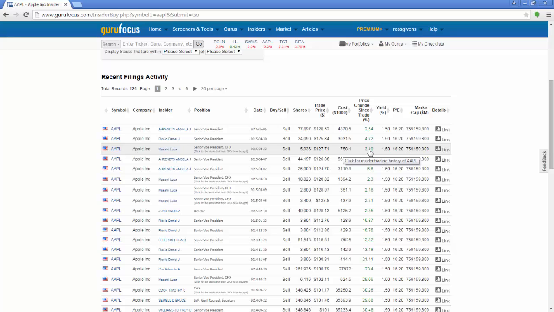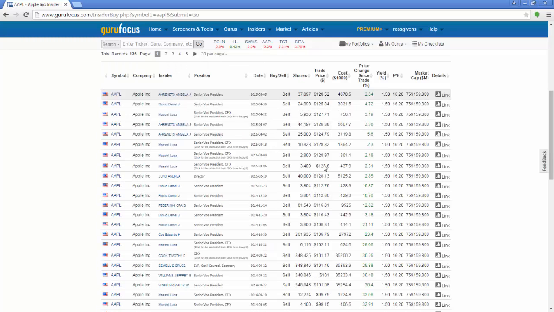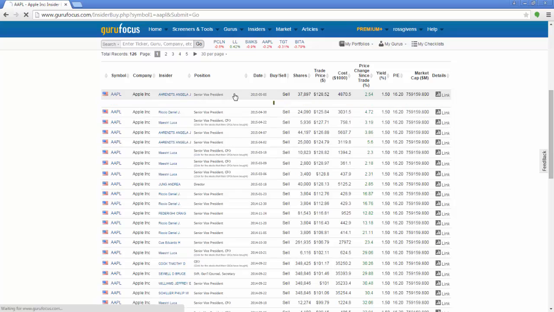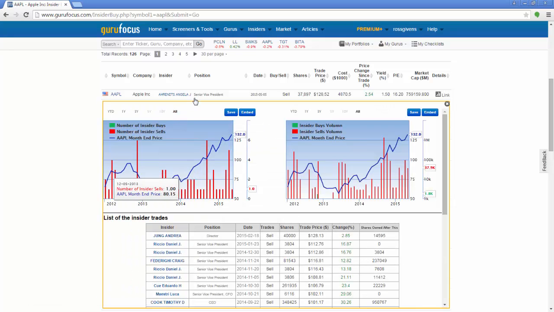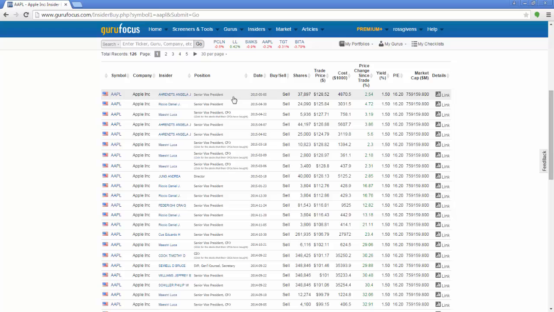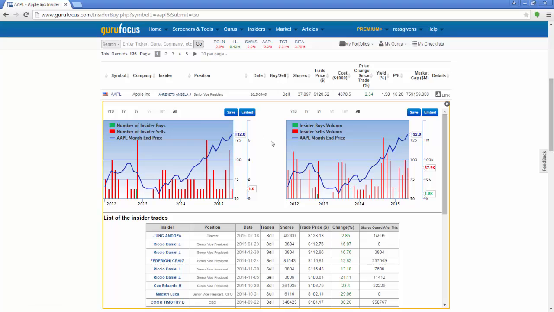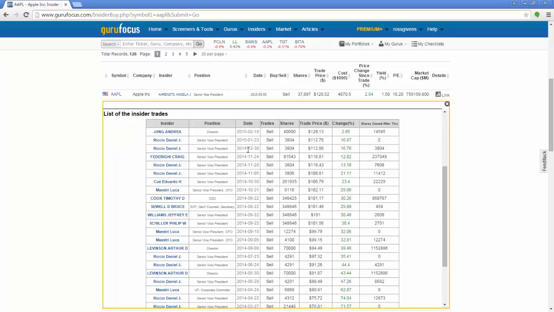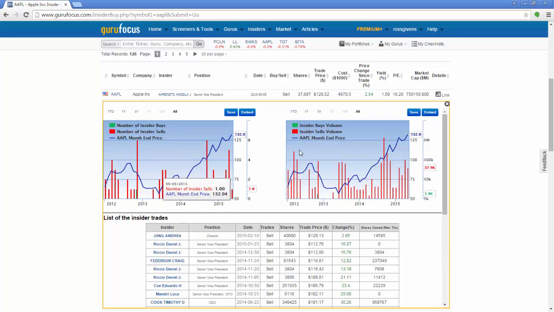So is the stock up since they sold it or bought it? Is it down since then? And then you've got a couple of basic metrics here: yield, PE, and the market cap of the firm. So that's a way to look at it stock specific. Once again, just like you can with any of the line items on the 10-year financials, you can click anywhere in between on one of these line items and get some analytics on this information. It's going to show you the number of insider buys and sells, chart that over the last couple of years according to the stock price, and list out some of those insider trades as well.